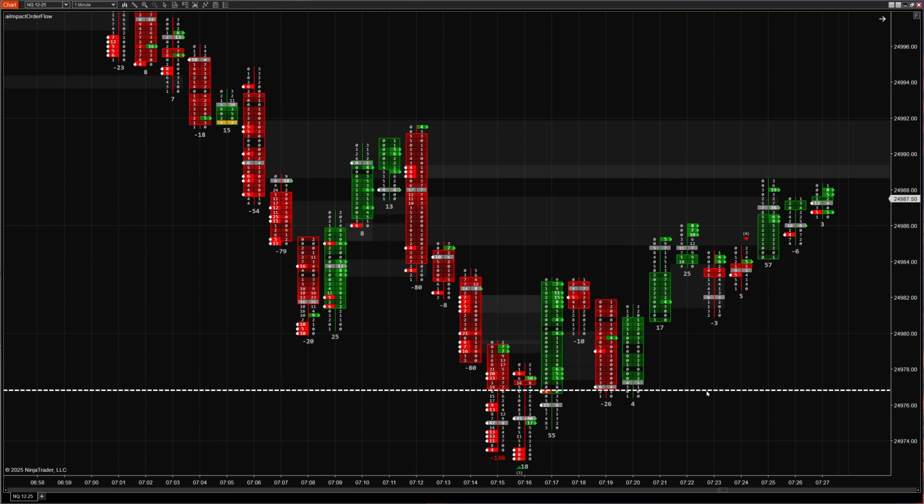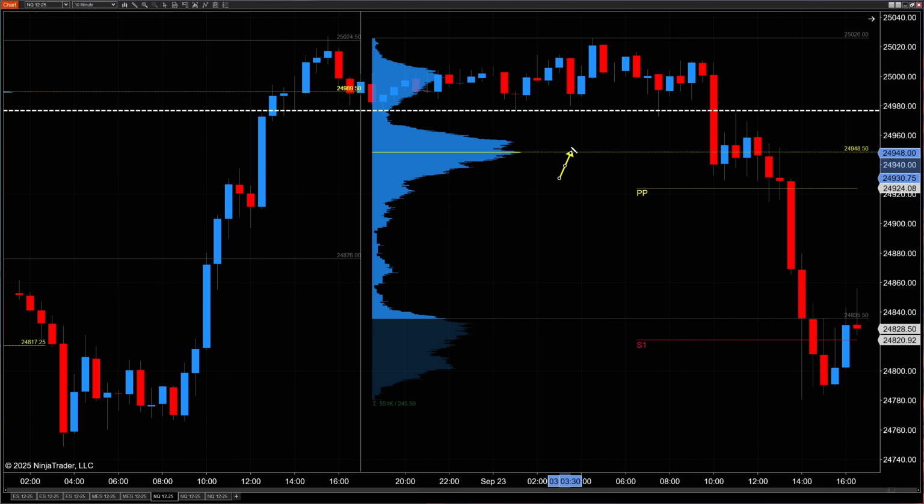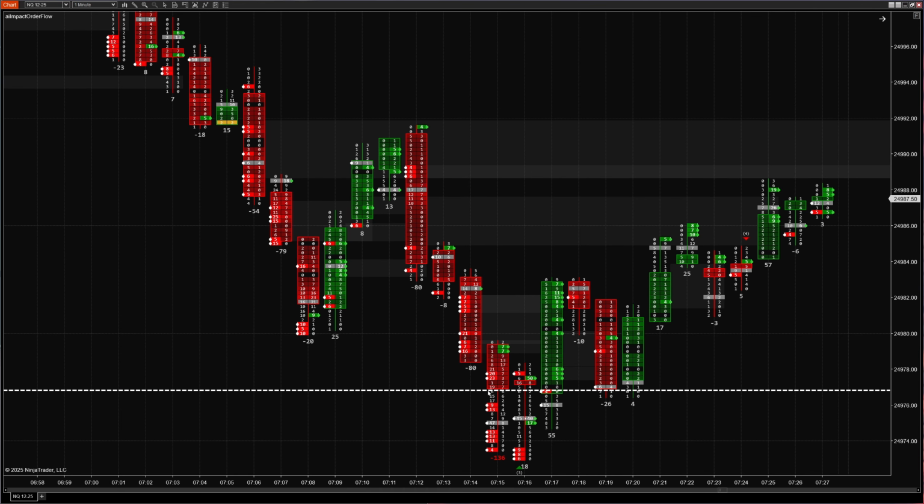Now, this white line right here is this same horizontal line within NinjaTrader. I have global objects turned on. So if I draw a line in this chart, it will then also transfer it right over here.